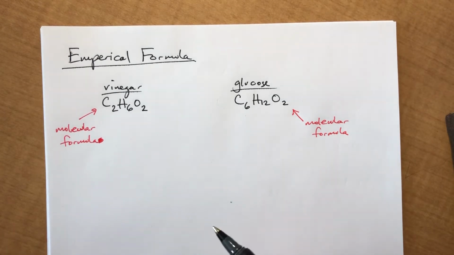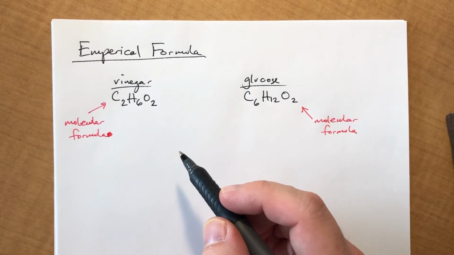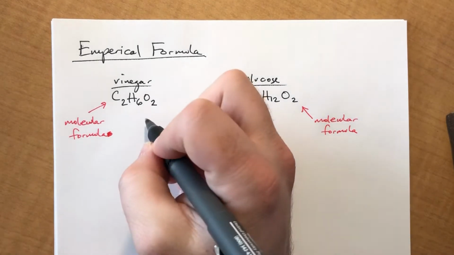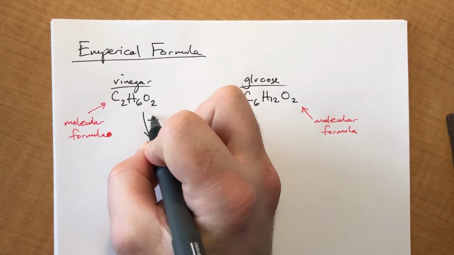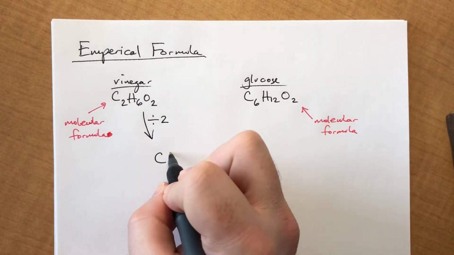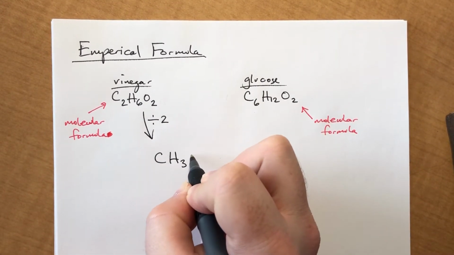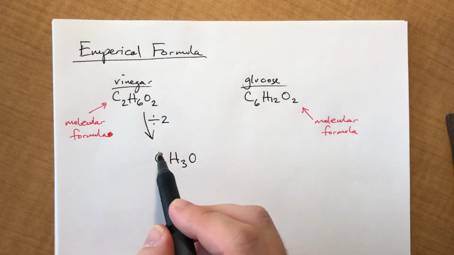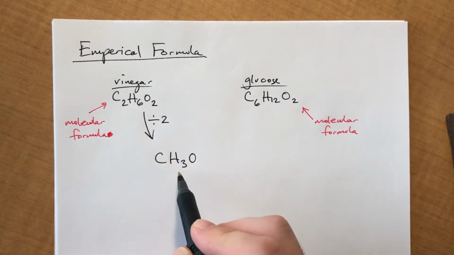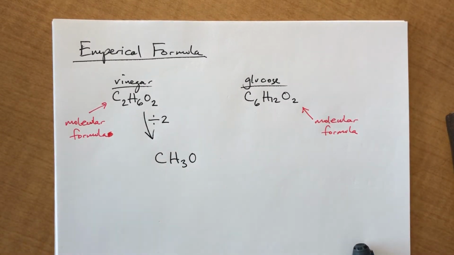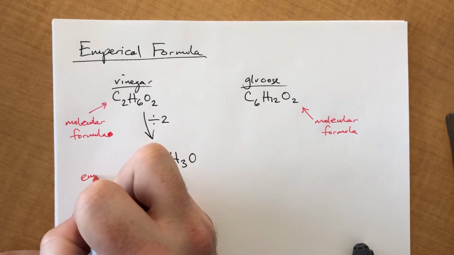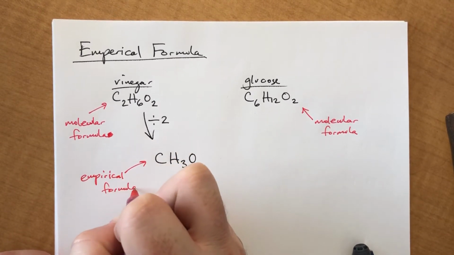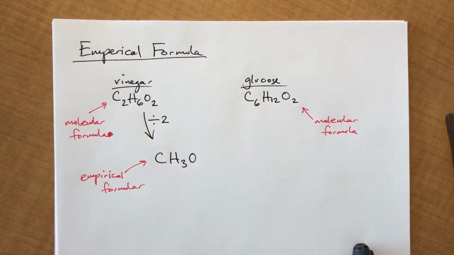The idea of empirical versions is we just need to know the relative amount of each of the elements. So all of these numbers can be divided by 2, and you would get CH3O. You would basically have to divide each of those down. This is the empirical formula for this. The empirical formula is the reduced version.